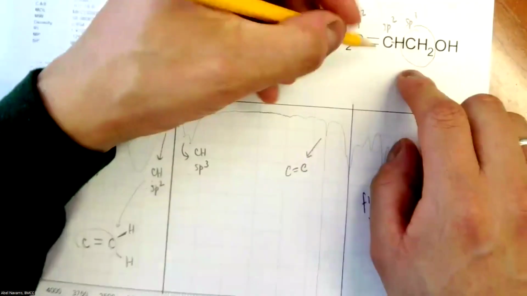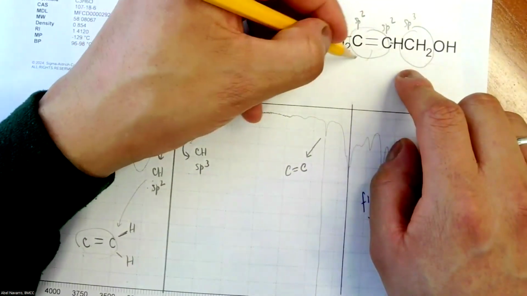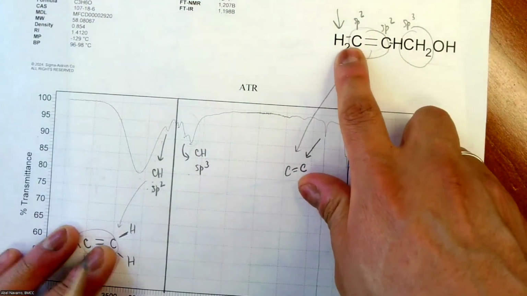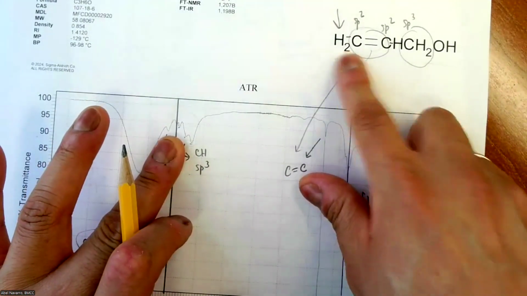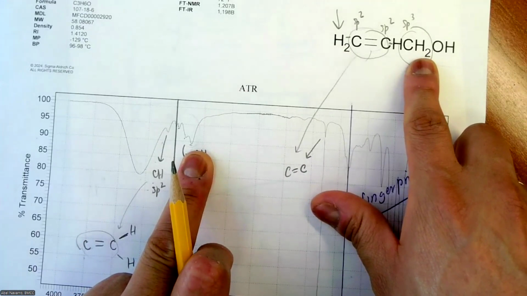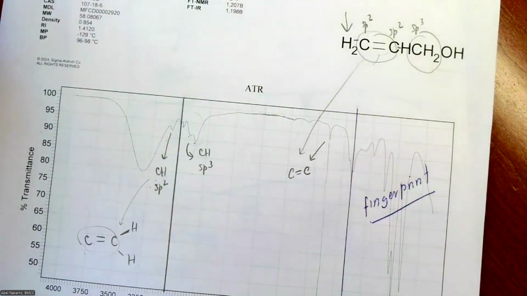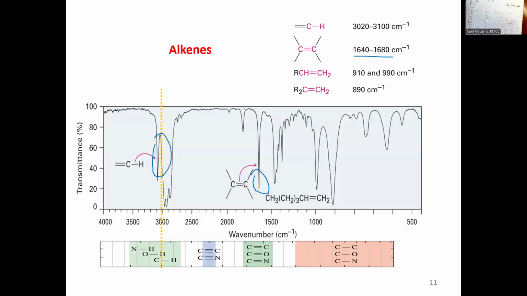That peak is that peak. I mean, this C double C bond is right here. The CH sp2 are this one. The CH sp3 are this one. Now, what are we missing? We're missing the OH. That's coming next. Okay. All right. Let's keep going.